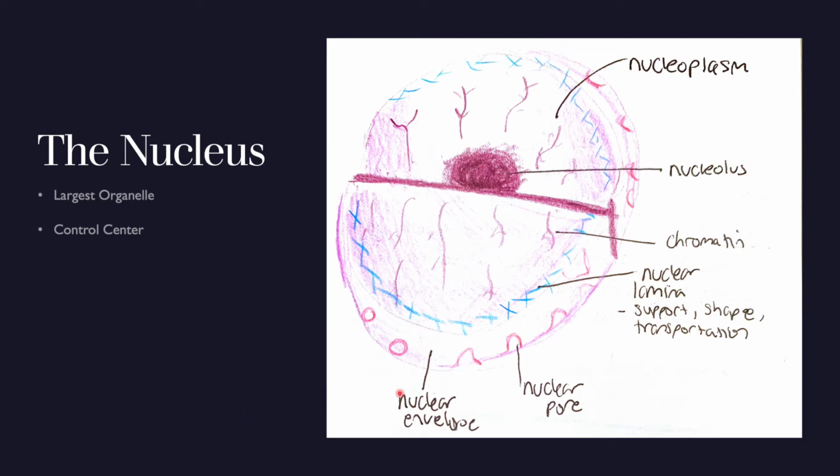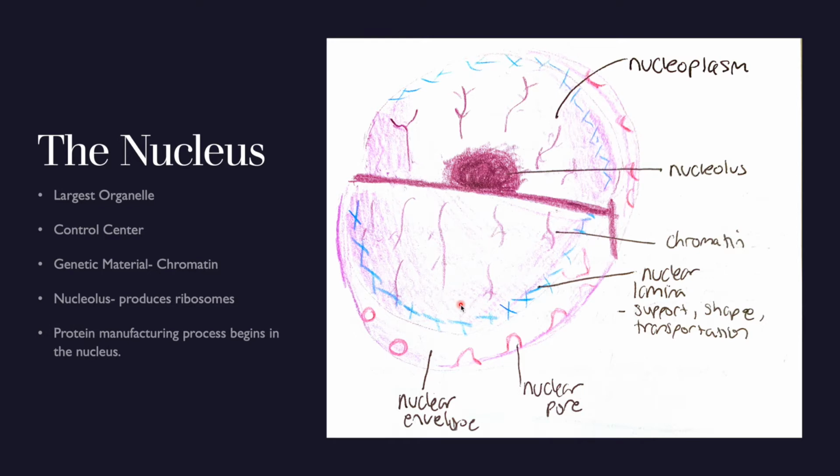The nuclear envelope is the double membrane surrounding the nucleus. It contains nuclear pores that let materials in and out of the nucleus. Genes are organized as chromatin, which are composed of DNA and histone protein. When chromatin is condensed, it becomes chromosomes. Human body cells have 23 pairs of chromosomes. The nucleolus produces ribosomes. The nuclear lamina provides support, shape, and transportation.